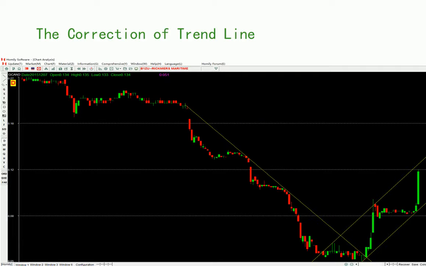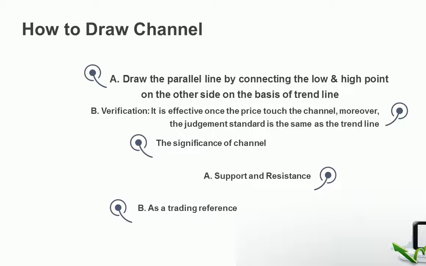Then we can see the next one, the correction of trend line. If you see the price already breaks through the trend line, which means that the downtrend has ended, we should draw another trend line. So we can connect this low point to another low point. So we should draw the upward trend line. Okay. So how to draw the channel?